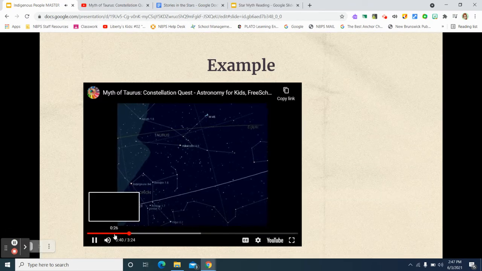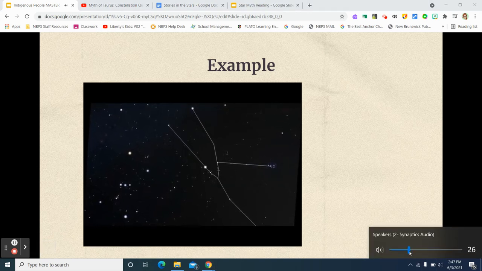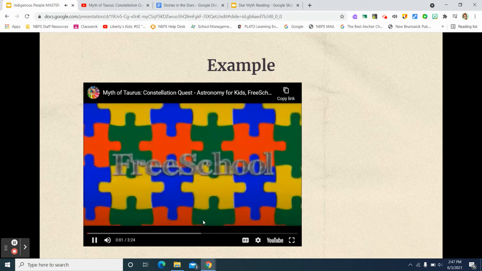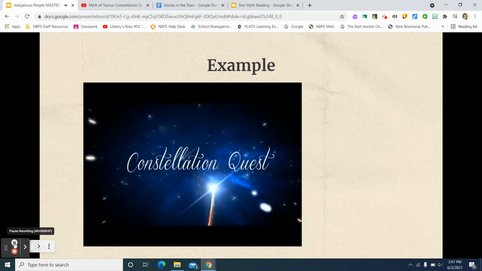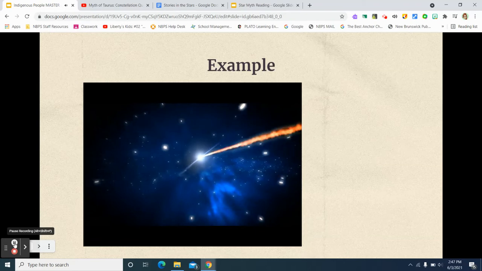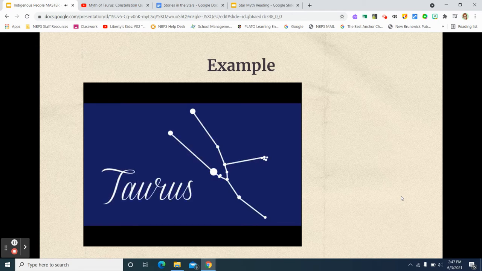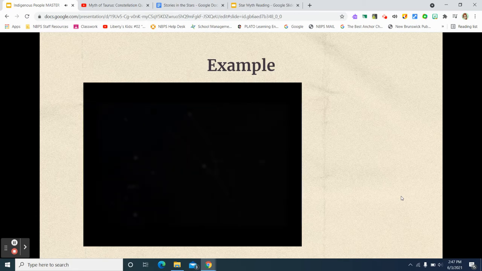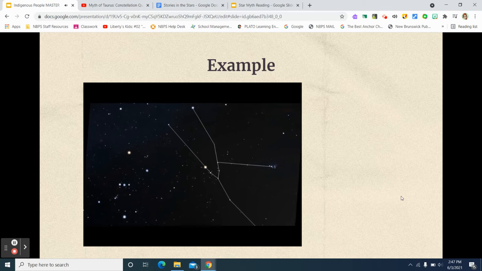Latin for bull, and one of the constellations of the zodiac, located between Aries to the west and Gemini to the east. It's time to learn about one of the constellations in the night sky. Do you recognize this constellation? It's Taurus. One of the constellations of the zodiac, located between Aries to the west and Gemini to the east.